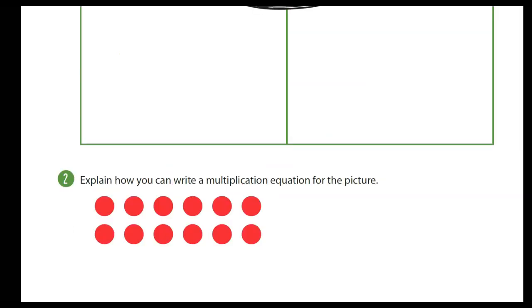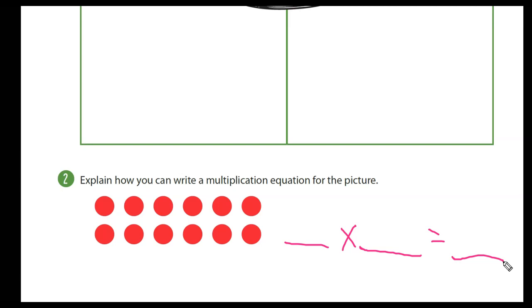Okay, you tell me what I should write for number 2. It says explain how you can write a multiplication equation for the picture. Okay, multiplication equation, right? It's not asking to do equal groups. So when it says an equation, I have to have something multiplied by, because we're doing multiplication, right? Times something, then I have to have an equal sign, then the product. So I need a factor times a factor equals the product. This would be my multiplication equation, Natalie.